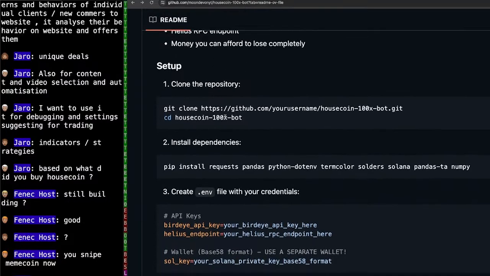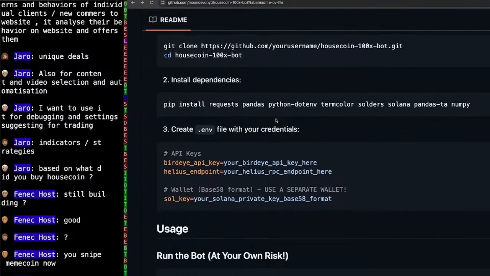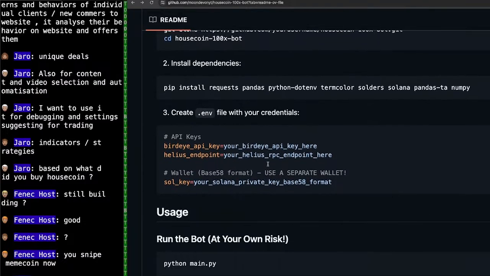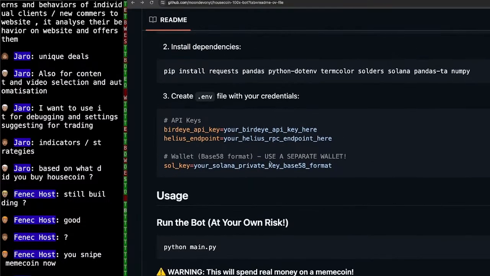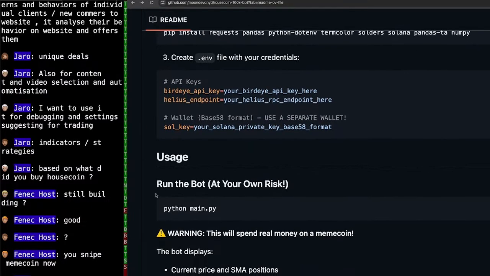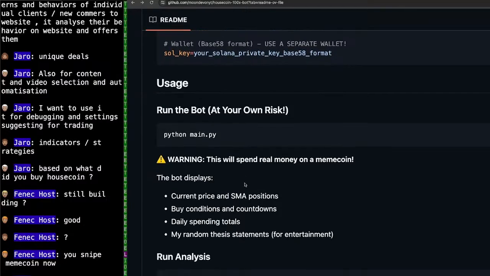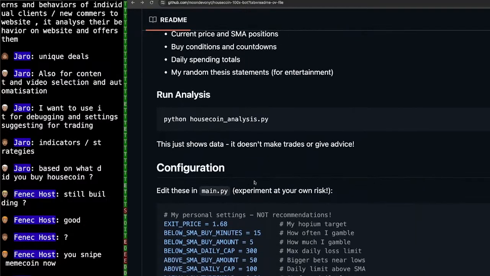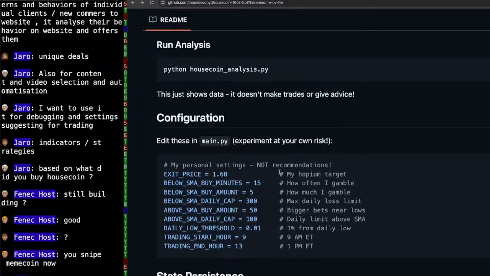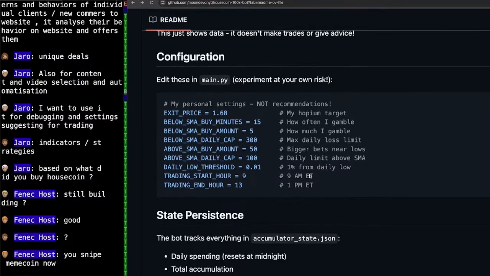Setup. Clone the repo. Okay. Install dependencies. Okay. Put your Birdeye API key. Okay. Usage, run the bot at your own risk. Warning, this will spend real money on a meme coin. Okay, run analysis, configuration. My personal, okay, stay persistent.